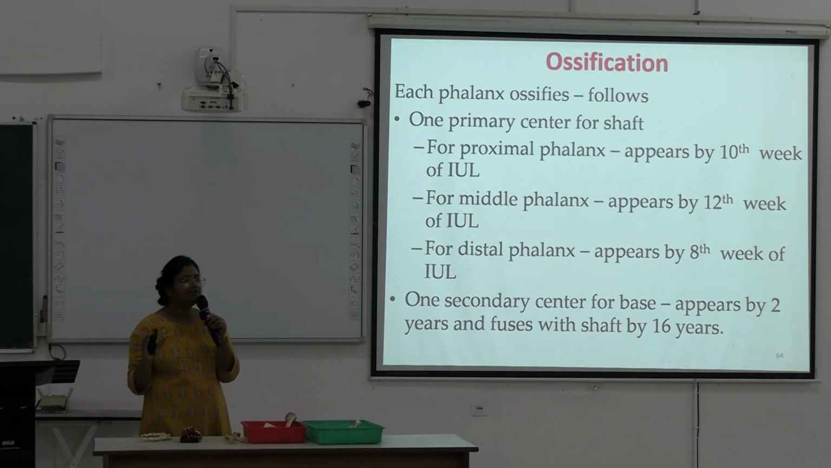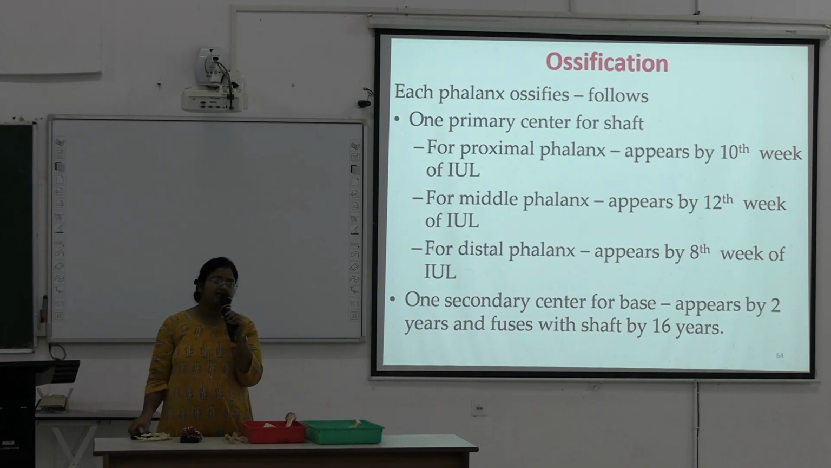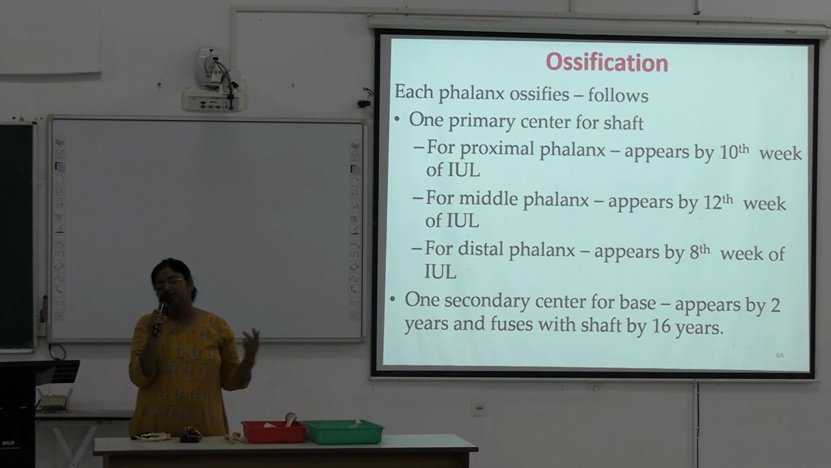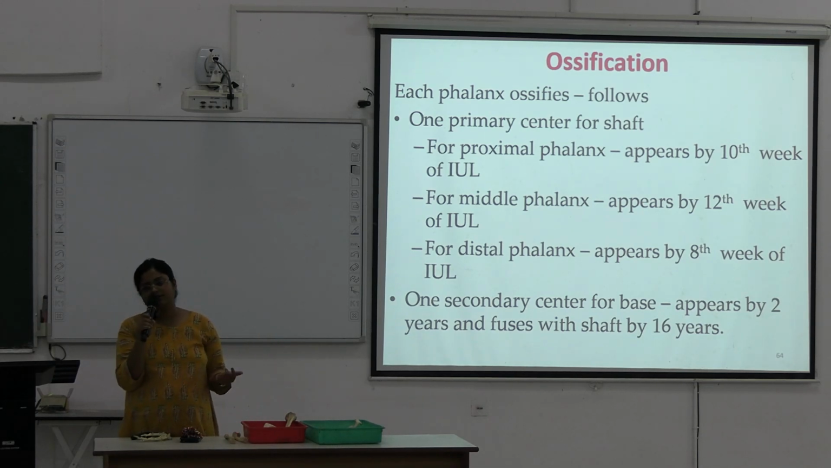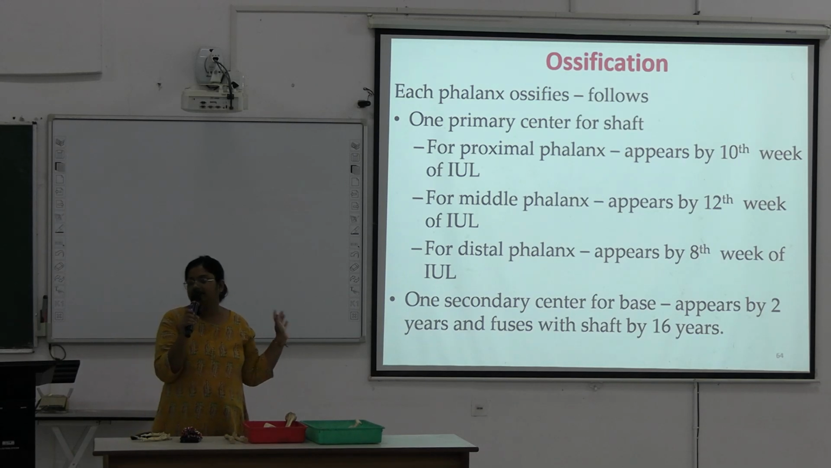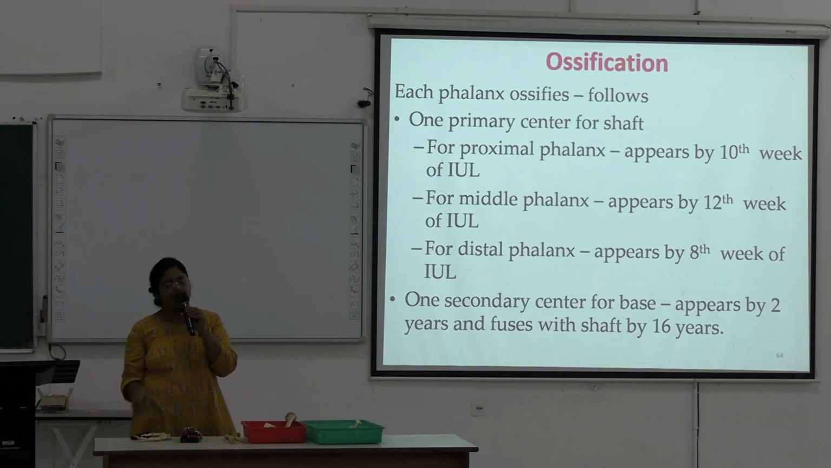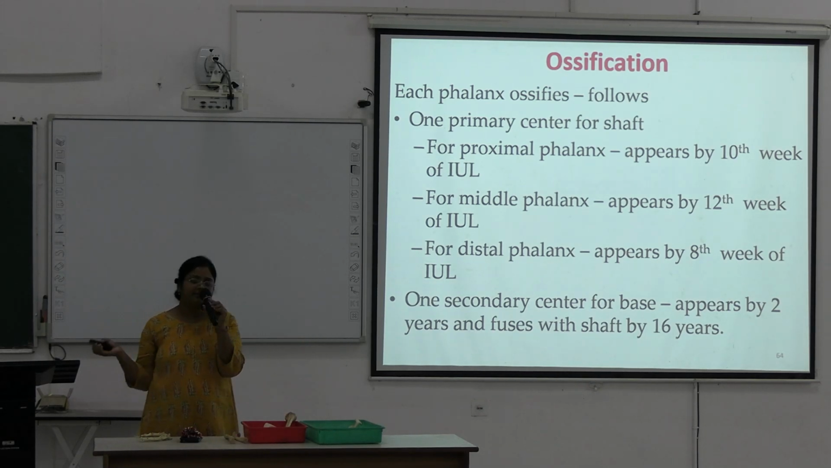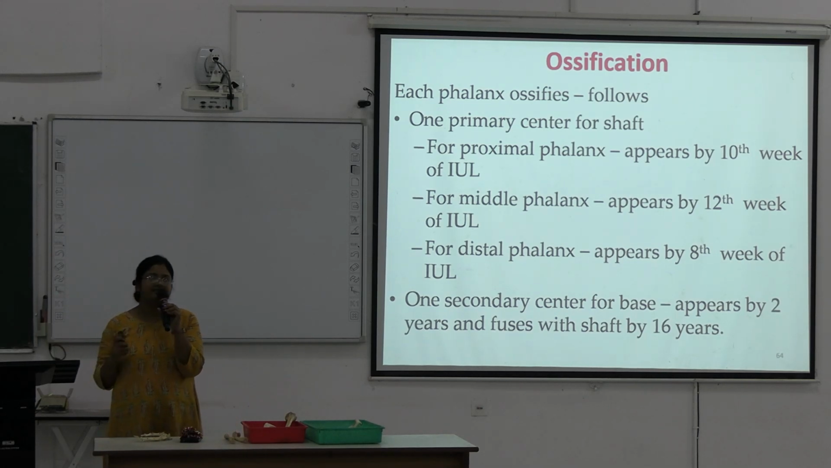This is also an important 'explain why' question. Why is the first metacarpal called a modified phalanx? Because its ossification occurs like the phalanx, and the secondary ossification center is located near its base like the phalanges, and not like the other metacarpals which have the secondary ossification center near the head.